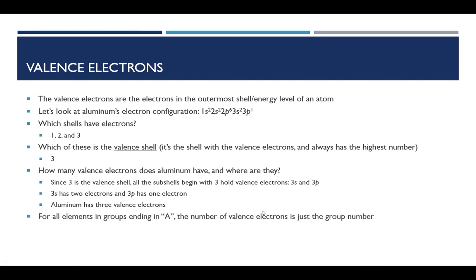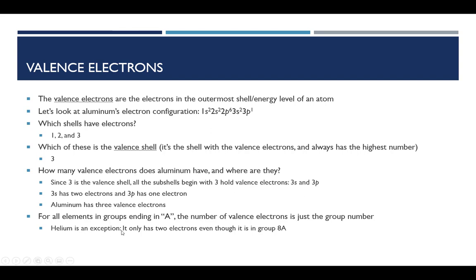Now, instead of going through this whole process of adding up the number of valence electrons based on the electron configuration, it turns out there's a much easier way to figure out the number of valence electrons. And it's a very important piece of information, as we are going to see when we talk about bonding. So it's critical that we know the number of valence electrons. For all of the elements in the groups ending in A on the periodic table, the number of valence electrons is simply the group number. That's it. Helium is an exception to this.